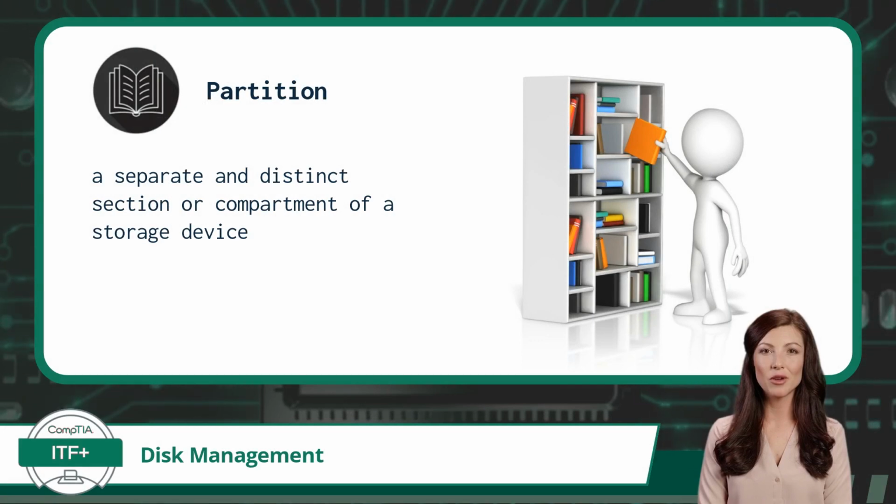Or you can think of your computer's storage as a massive bookshelf, and the operating system is the librarian that organizes all the books on each separate shelf. Similarly, by using disk management tools, we can also create separate logical compartments on our storage devices, called partitions. A partition is a separate and distinct section or compartment of a storage device. It acts as a virtual division, allowing you to organize and manage data separately from other partitions.